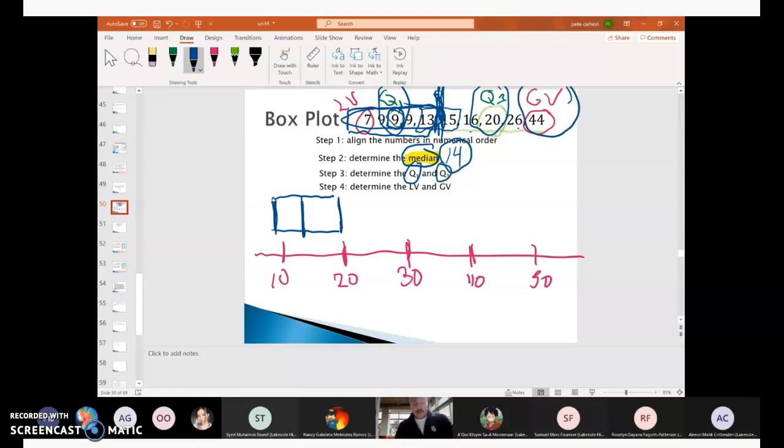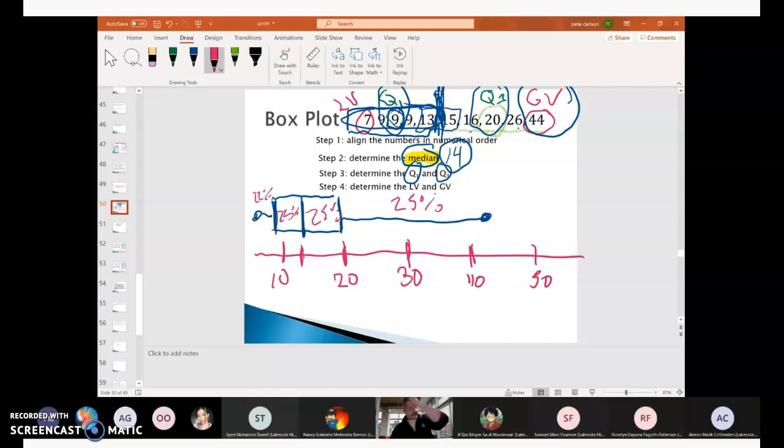Now, my greatest value is 44. My lowest value is 7. So I extend and I extend. So let's look at what this means. All right, when you look at this, that means 25% of my numbers were between 20 and 44. 25% of my numbers were between 14 and 20. Another 25% of my numbers were between 9 and 14, and then the last 25% of my numbers are between 7 and 9.